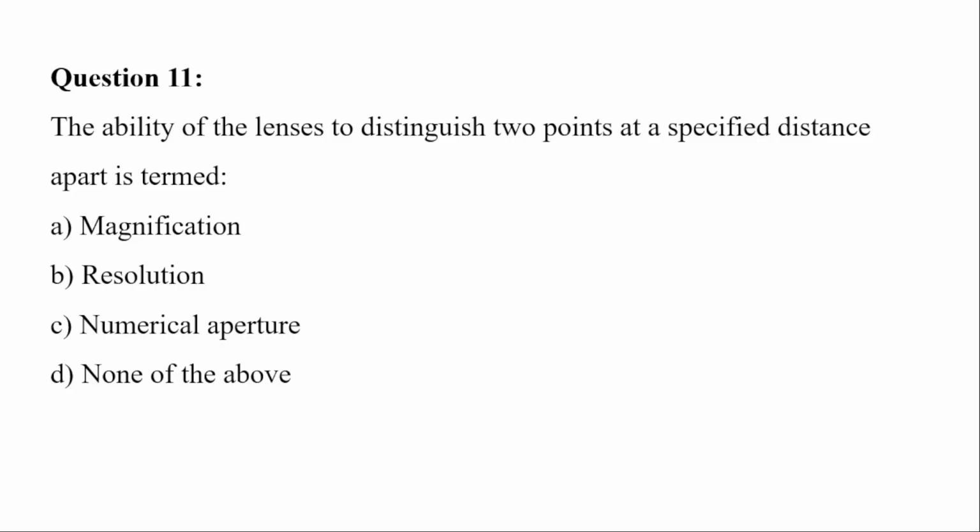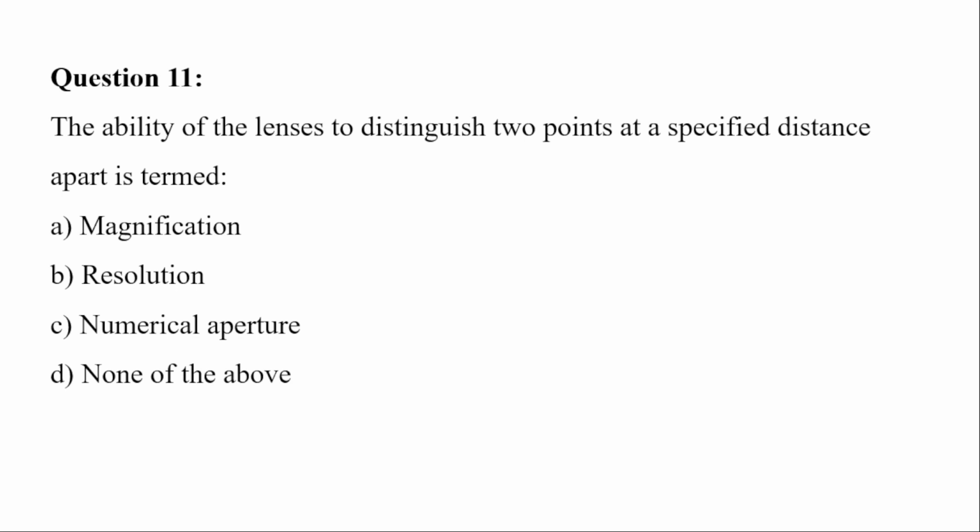So next question is question number 11. The ability of lenses to distinguish two points at a specified distance apart is termed option A magnification, option B resolution, option C numerical aperture, and D none of the above. So what will be the term for the ability of a lens to distinguish between two points? The term is resolution. So the correct answer for this question is resolution.